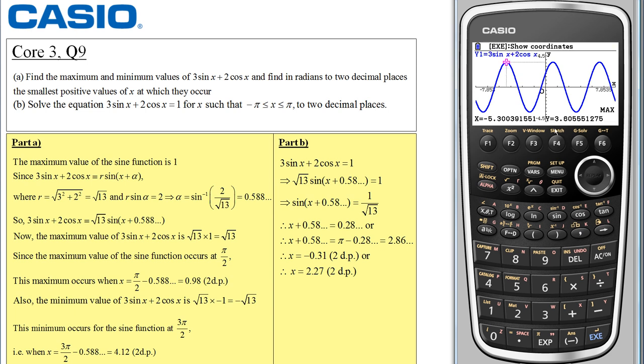The maximum is at 3.60555 and so on, and of course as I scroll through I have successive maximums. This value is actually the square root of 13, so that confirms the first part within part A.